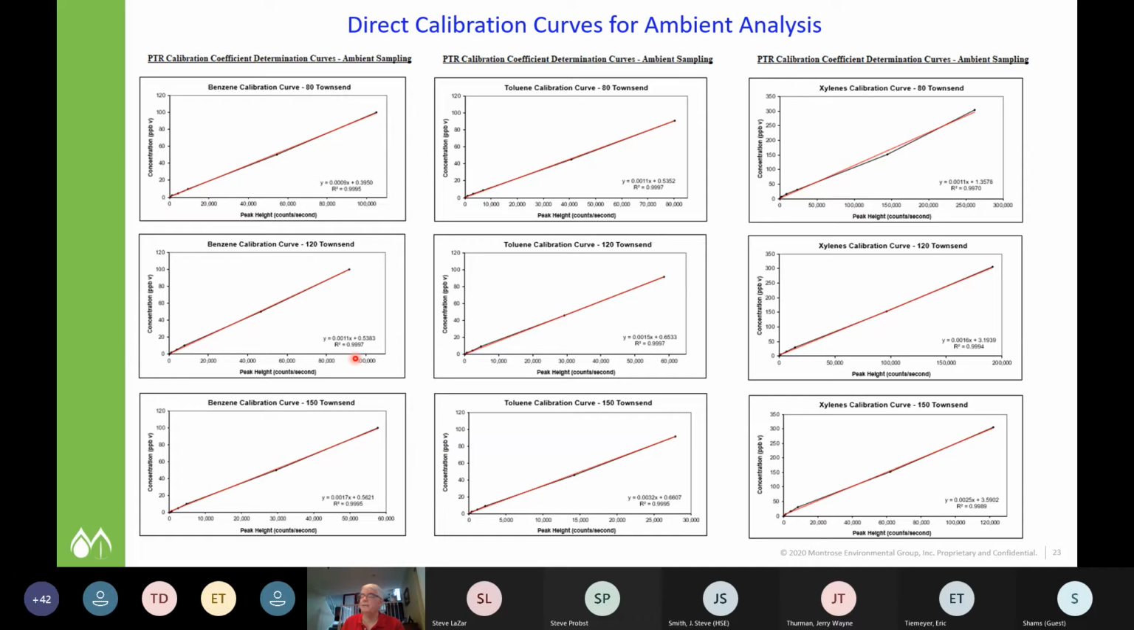We take these equations, we put them back into the actual PTR software, and we use those to generate documented, traceable ambient calibration curves. So now we're ready to take this out in the field, and I actually do these when I'm in the field as well, but take these and use this to generate traceable ambient data.